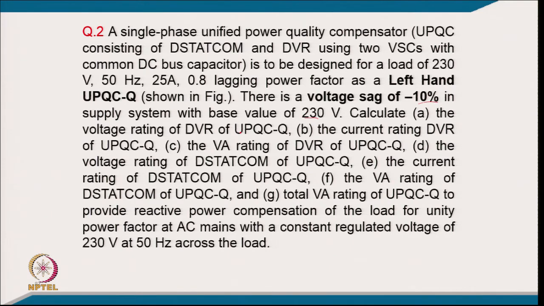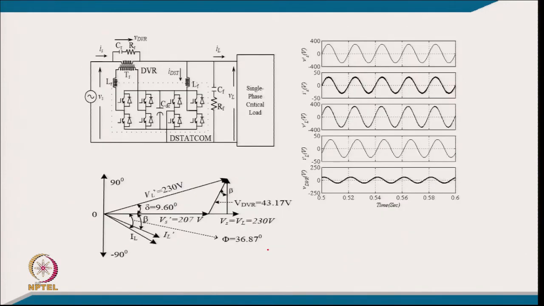Calculate the voltage rating of DVR of UPQC-Q, current rating of UPQC-Q, VA rating of DVR of UPQC-Q, the voltage rating and current rating of D STATCOM of UPQC-Q, VA rating of D STATCOM, and total VA rating of UPQC-Q, for reactive power compensation of the load for unity power factor, and with the constant regulated voltage of 230 volt across the load. So, this is typically how we are doing the compensation.